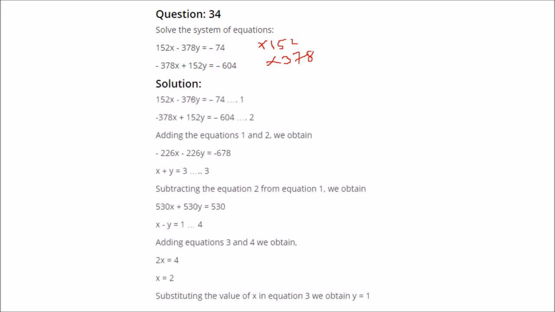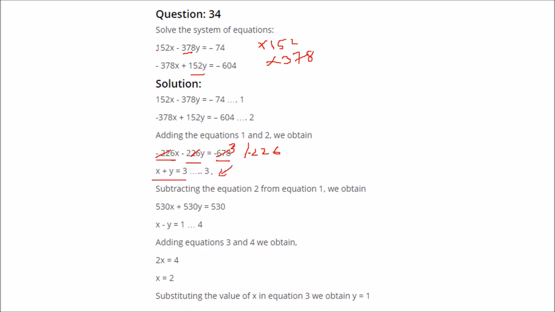So the best way is first to add these two equations. When we add, 152 and minus 378 will be minus 226x. Minus 378 and 152 will be minus 226y. Minus 74 and minus 604 adding will be minus 678. Now divide the whole equation by 226, each and every term. So we just want to get rid of the minus sign. If you divide the whole equation by minus 226, this will be 1, this will be 1 and this will be thrice. So x plus y equal to 3, this is your equation.